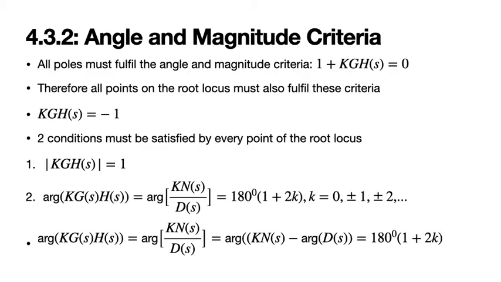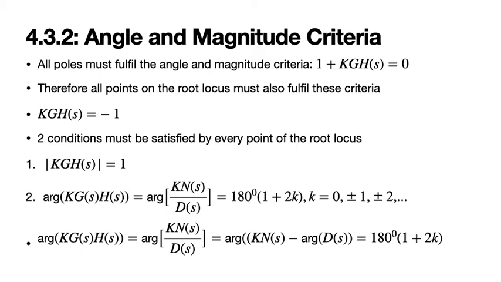Another important theory on this root locus that we will apply later is the angle and magnitude criteria. Section 4.3.2 in my textbook discusses this particular criteria, which is called the angle and magnitude criteria. All poles must fulfill the angle and magnitude criteria based on the characteristic equation.